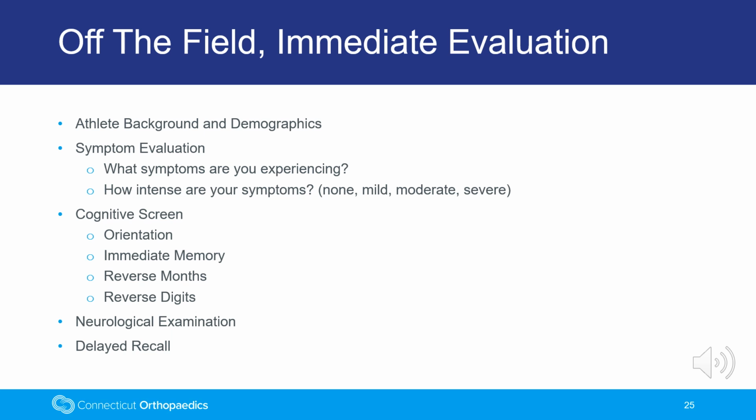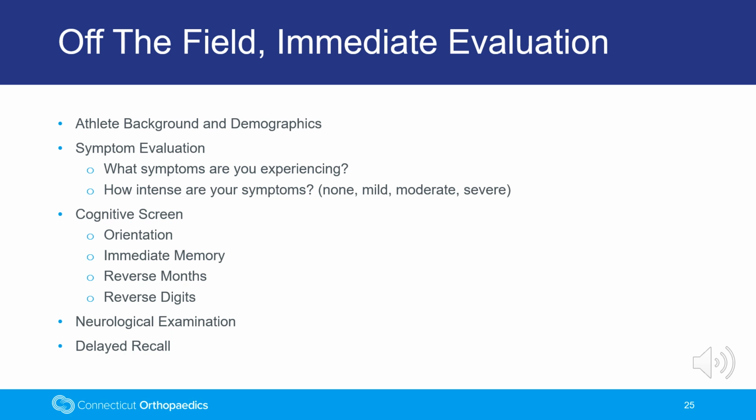Following the SCAT-5 and removal from the field, an off-field evaluation will be performed. This will include more details and is used for mild to moderate brain injuries. If a patient presents with a severe brain injury, they will have EMS activated and will not require further testing by the medical staff on site.